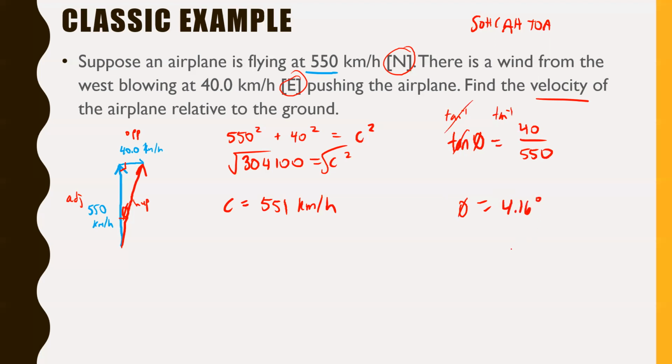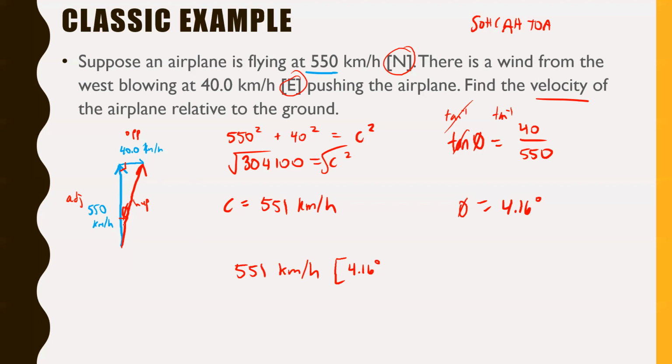4.16 degrees. We got to combine this into a final answer though here. So our final answer will be, it's going 551 kilometers per hour at a direction, so square bracket, of 4.16 degrees. And then think about what you're doing here. You're going north and then east, north and then east. So that's 4.16 degrees east of north.